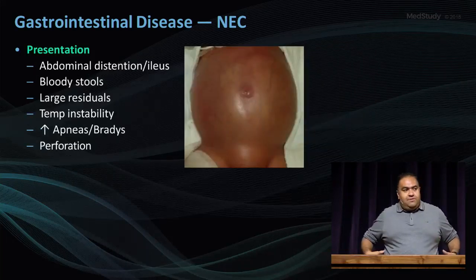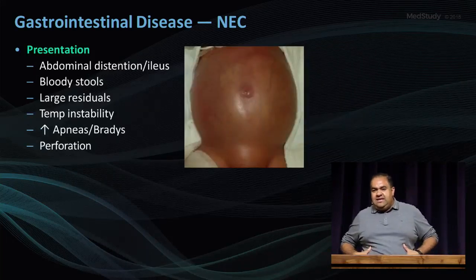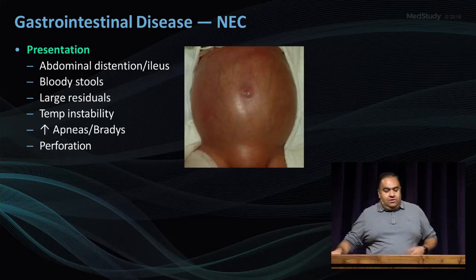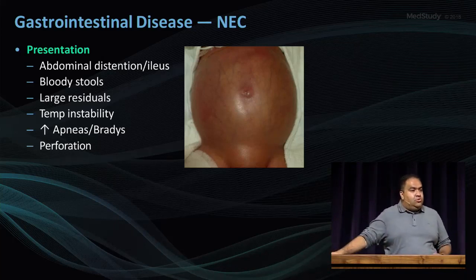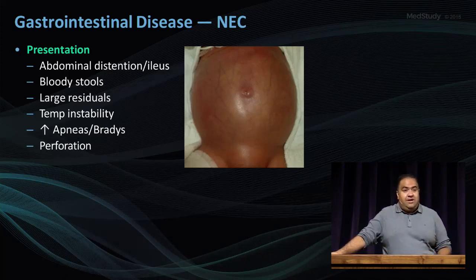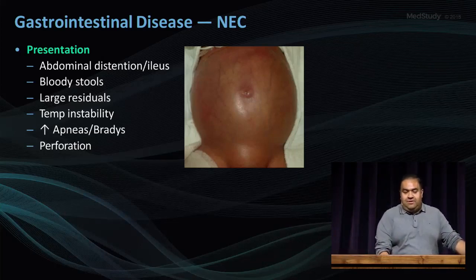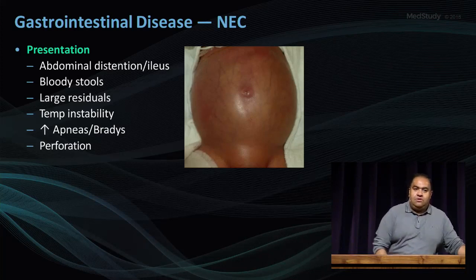This is a common belly presentation. That's that shiny, distended abdomen with low bowel sounds. They'll have bloody stools, hematochezia, large residuals, temp instability, increased apneas and brady's, perforation. But if you see that taut, tense abdomen, this is where you need to do a lot of things.